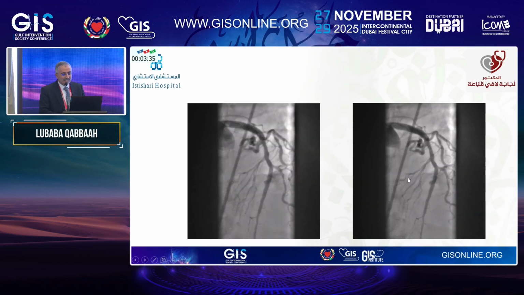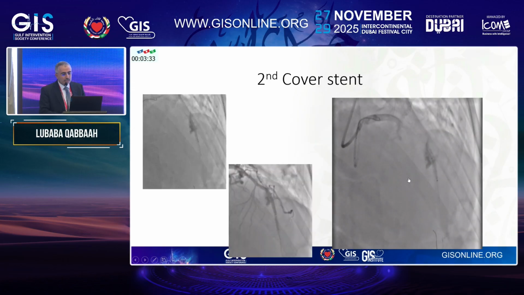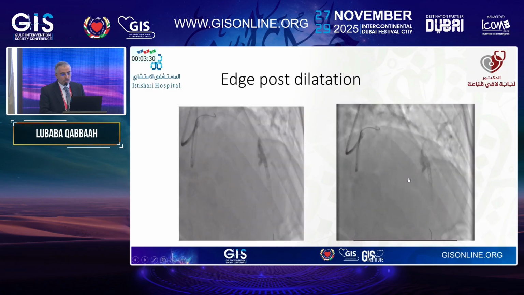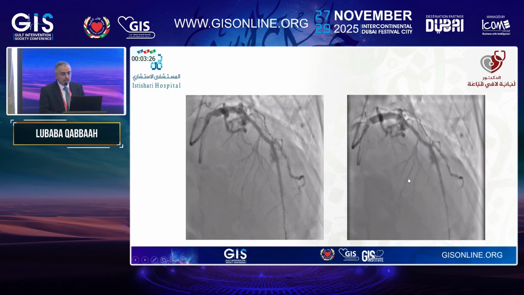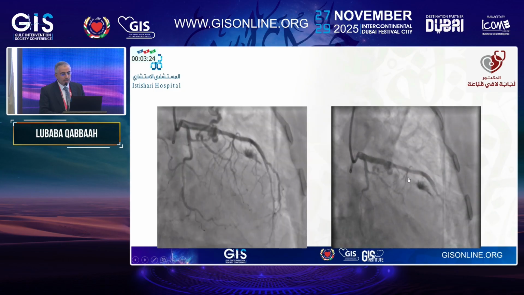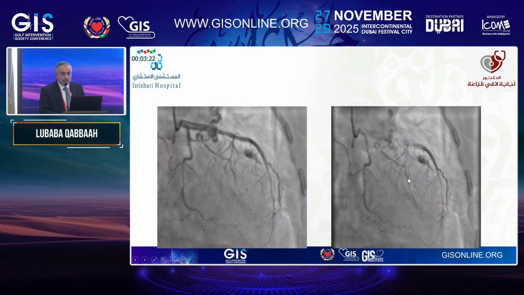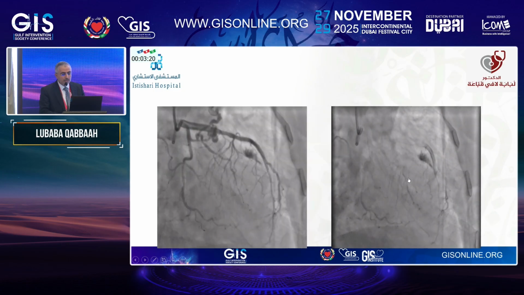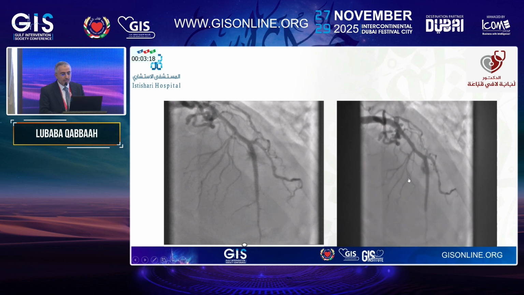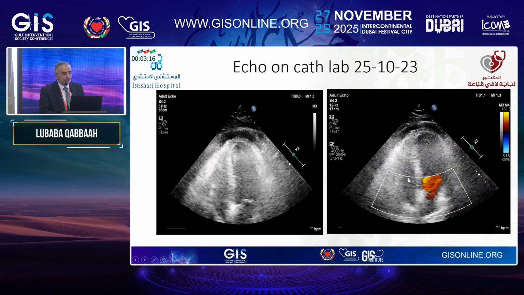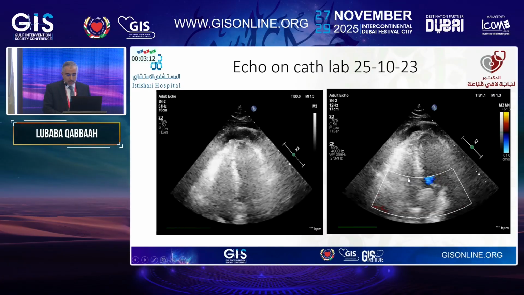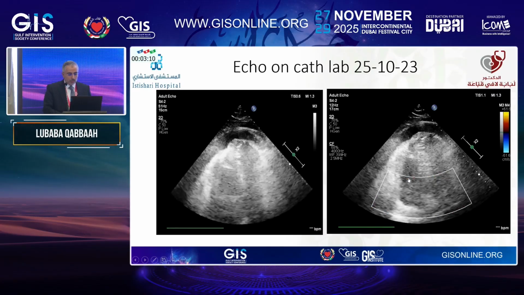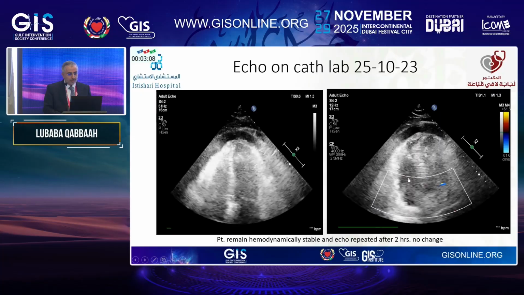Wait a minute. So this is our second covered stent. We put a second covered stent at the edge of the first stent, and everything went okay. Hemodynamically, the patient is still stable. And these are the final shots. So this is the echo in the cath lab. We have a moderate to large pericardial effusion, but no tamponade.